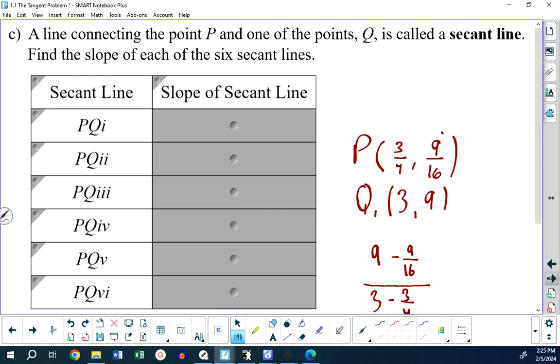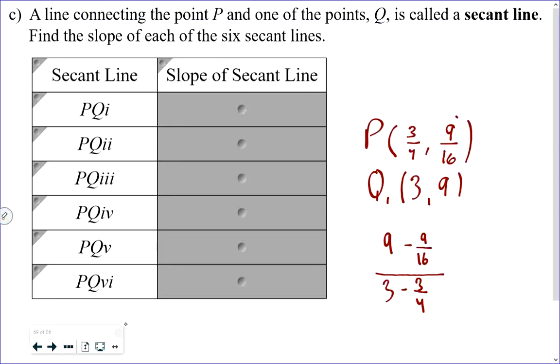is you would say, well, okay, I'm going to move on to Q2. Q2 was at 5/2, comma, 25/4. Am I right? Look at your data table. Yeah? So then you would put 25/4 minus 9/16 over 5/2 minus 3/4.